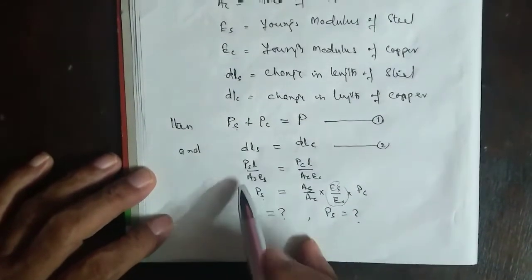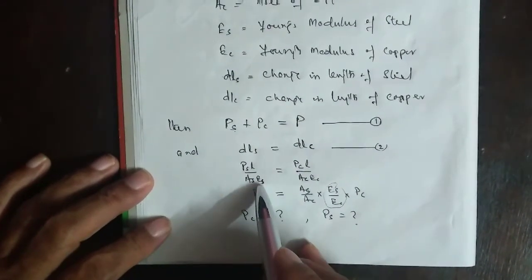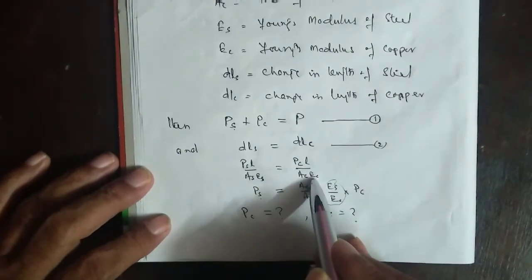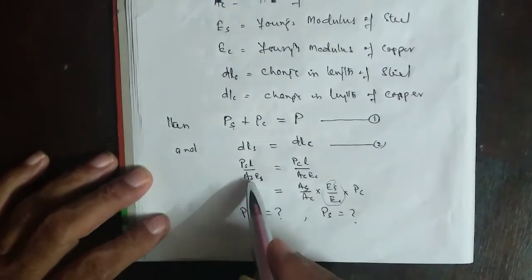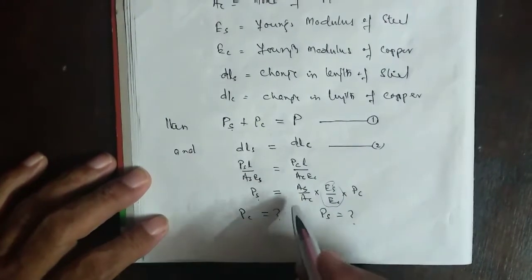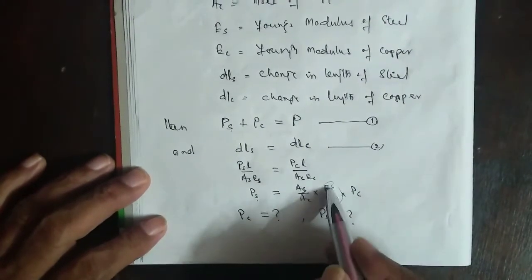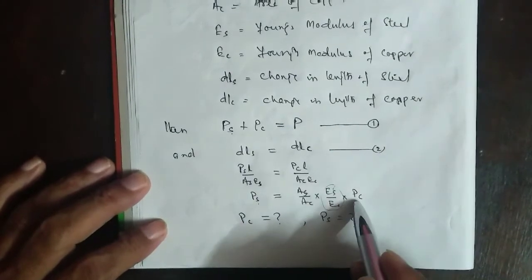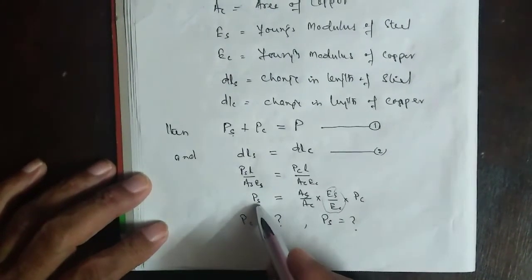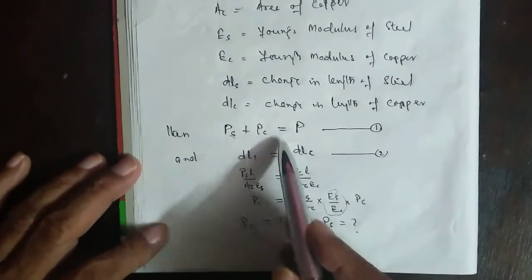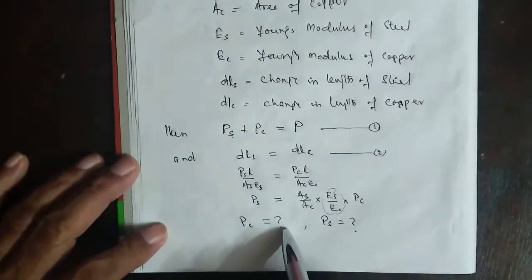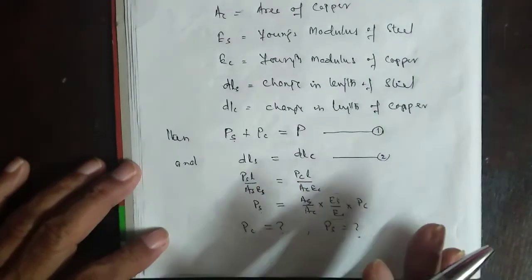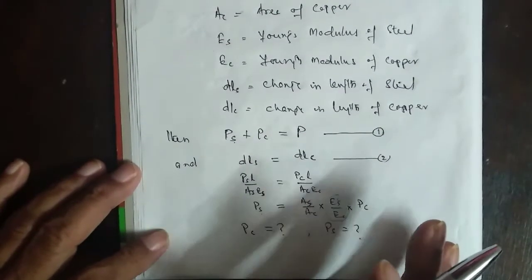Now if DLS is equal to DLC, for DLS you can write PS L by AS ES, and for DLC you can write PC L by AC EC. Now AS and ES will go that side. So PS equals AS by AC, ES by EC into PC. So PS can be expressed in terms of PC, and putting the value of PS in equation number 1, we can find PC easily. Once PC is known, PS can be found out. This is the technique to solve the problem.